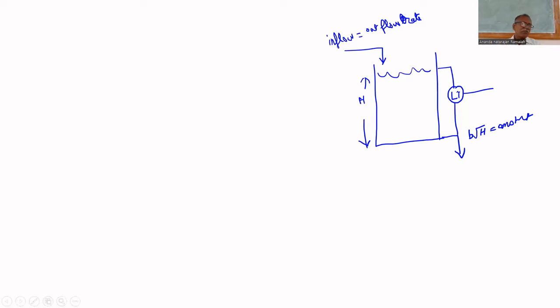This is called a level transmitter. You studied the level sensor. The difference between a level sensor and a level transmitter is that a level transmitter is the sensor plus transmitter. All transmitters give a standard output. If it is an analog transmitter, it gives 4 to 20 milliamps output. For zero level, it gives 4 milliamps. For full level, it gives 20 milliamps.